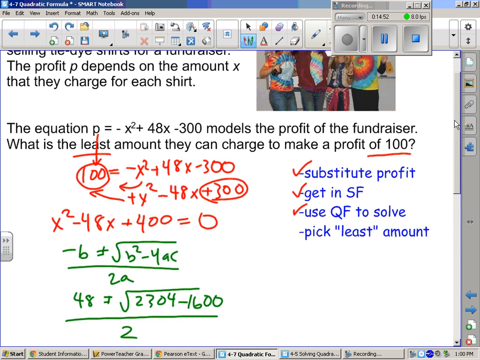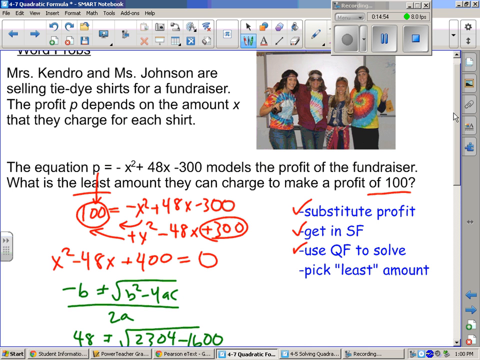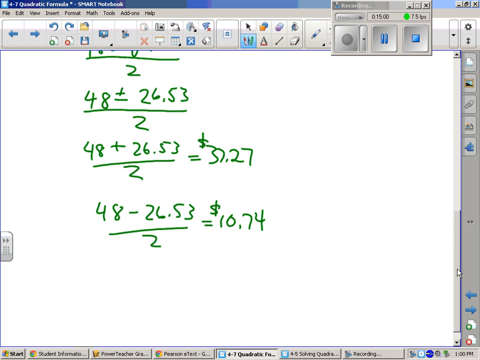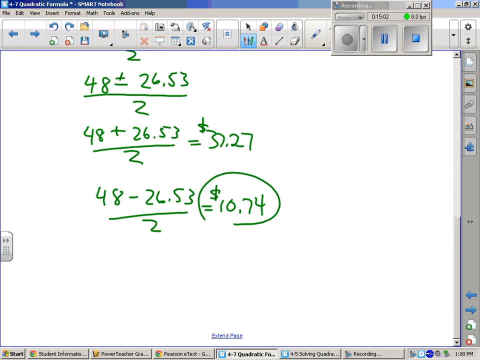Except we wanted to know the least amount they can charge. All right, so you got to be careful with that one. The least amount they can charge would obviously be the $10.74. They'll still make good profit.